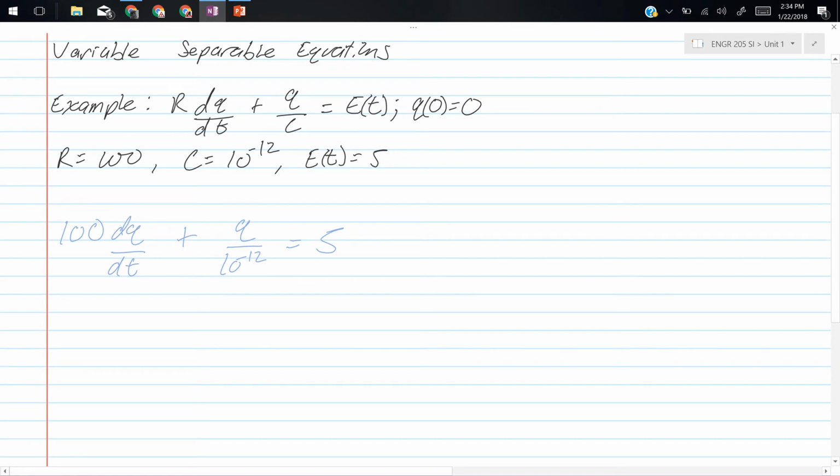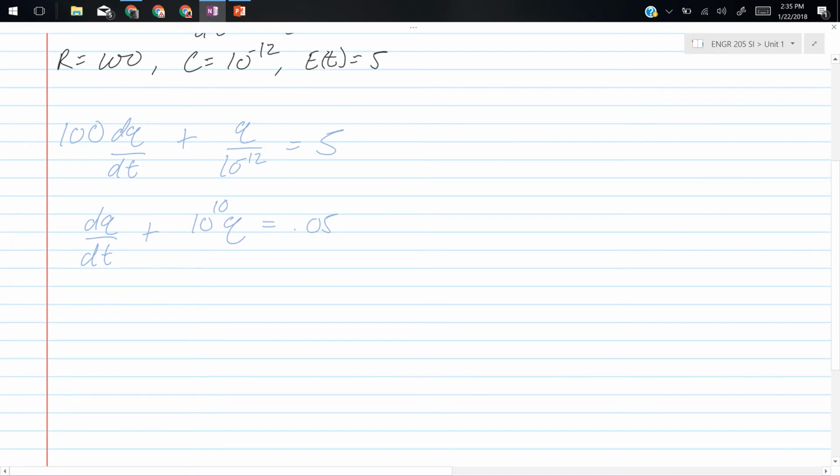So in this case, I'm going to go ahead and divide over that 100, so I have no coefficient for that dQ/dt. And I'll move this 10 to the negative 12 up. So then say 10 to the 12 divided by 100, 10 to the 10th times Q equals 0.05. Alright, so our next step is to subtract over this term, 10 to the 10th Q, giving 0.05 minus 10 to the 10th Q.